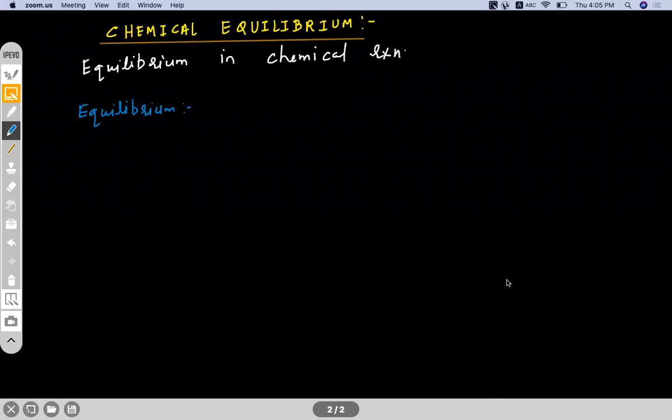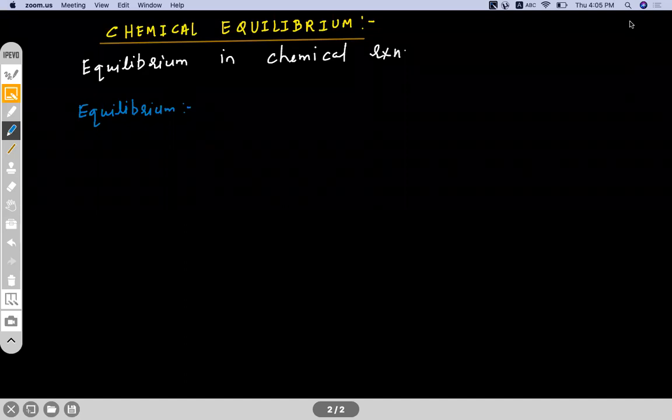An object is said to be in equilibrium when? What is the condition for the equilibrium state? Acha, got it. Okay, there's no net change in the system, right? Change is occurring, but we cannot observe the net change. Net change is zero.